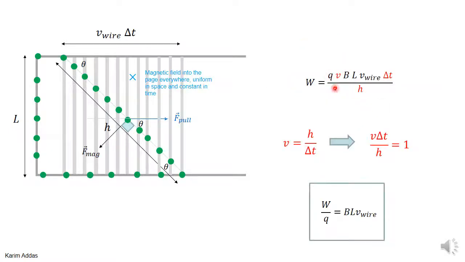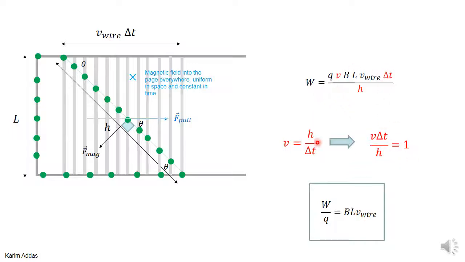So this is what we had for the work. Now, if you look at the speed of the charge as it's moving along this diagonal path, the speed of the charge is v. It's the resultant speed. That's the speed of the charge on the diagonal path. And how much distance has it moved? H. And how much time has it taken to go from here to here? Delta t. So that means the speed should equal the distance over the time. That means v delta t over h equals 1. There's v, there's delta t, there's h. When you multiply those things by each other like this, you get 1. So we can take them away.